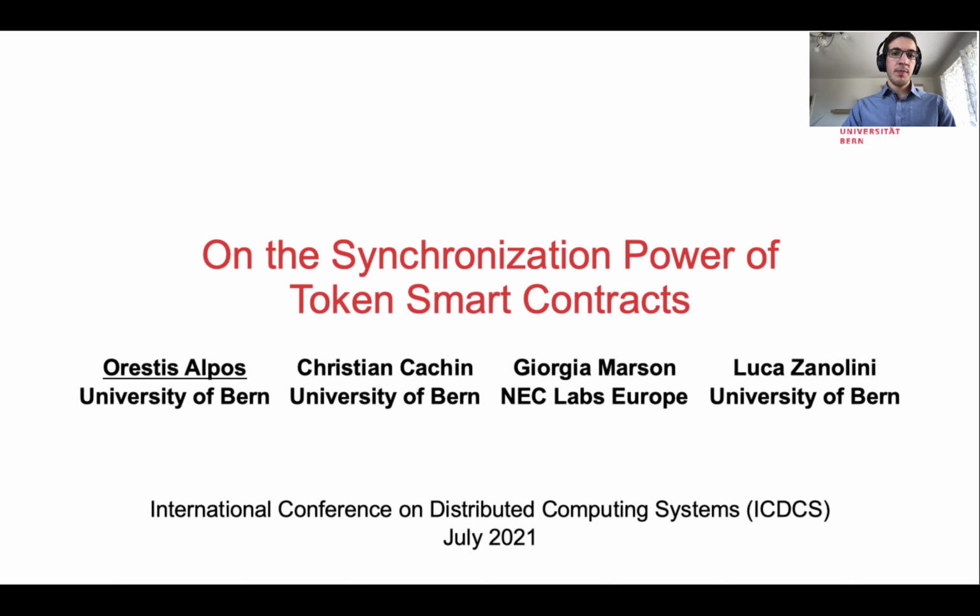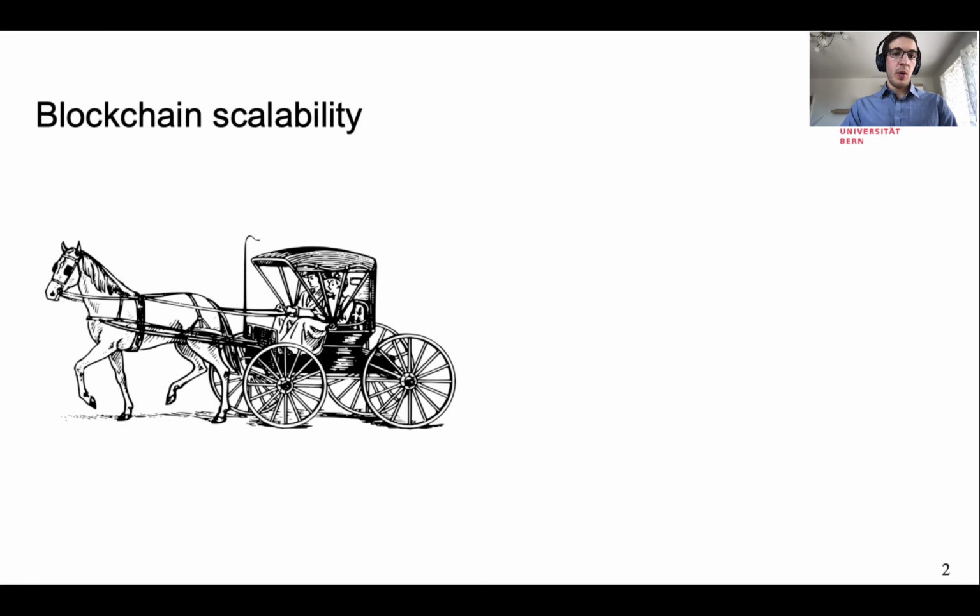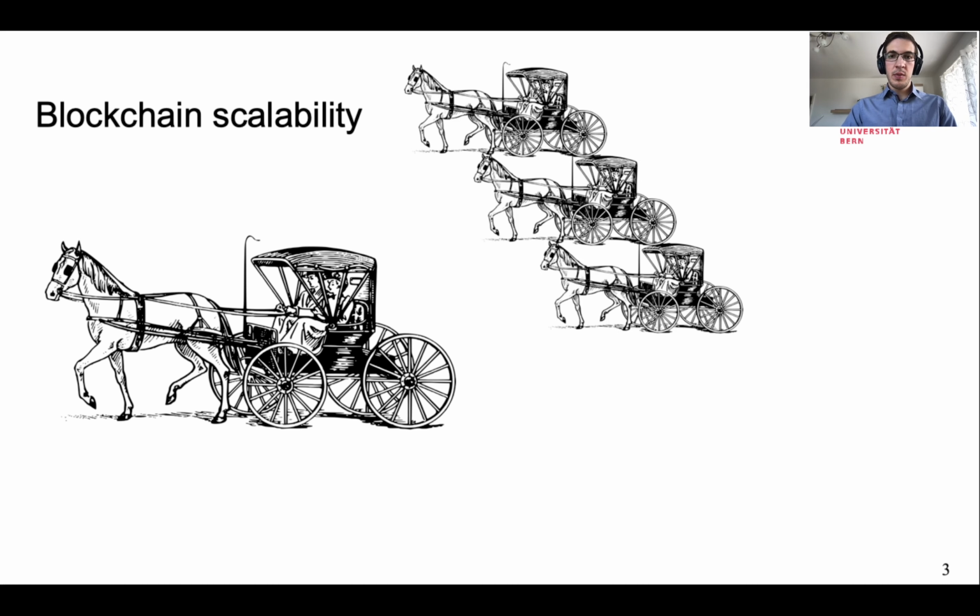First, let's consider the question: what is synchronization power and why should we care about it? As we know, a major issue with blockchains is scalability, and since consensus is at the center of blockchain systems, the question is how do we make it faster?